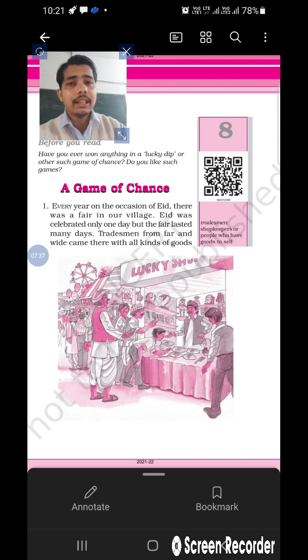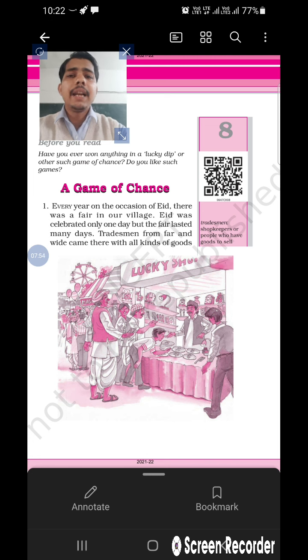See, here the author is telling, Eid was celebrated for only one day, but the fair, the fair which was organized in the village, lasted for many days. The fair was there for many days. Eid was for only one day, but the fair was for many days.